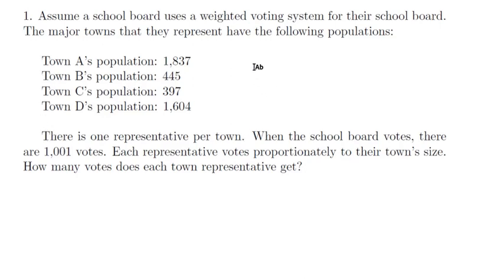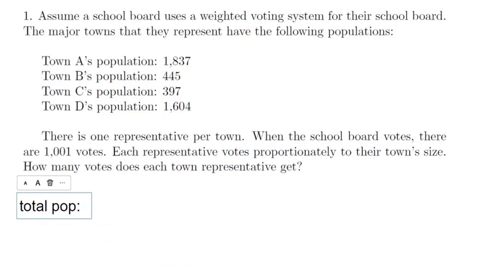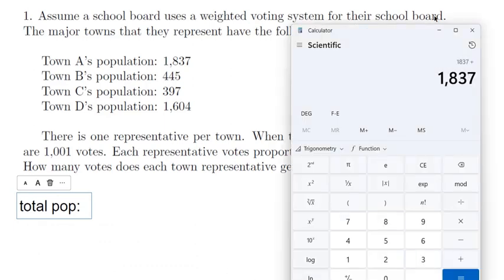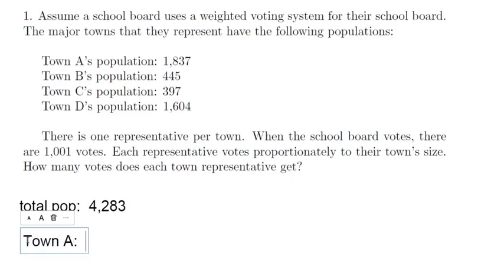So the first thing we'll want to do is calculate the total population. If we add all those up, that's 4,283 people represented by this school board. And so town A, if we're going to give them a proportional amount, we should take town A's population and divide it by the total population. So this calculates the decimal form of the percentage that they represent, and then multiply that by the 1,001 votes that are going to be possible.